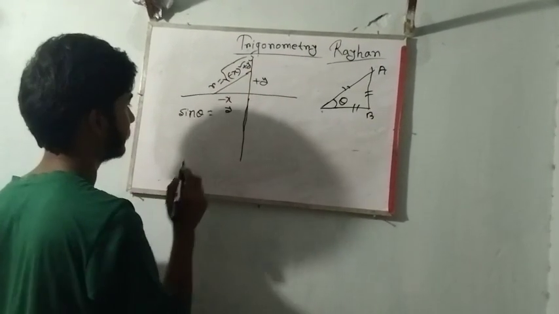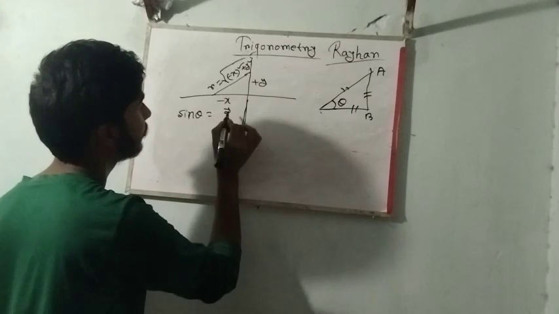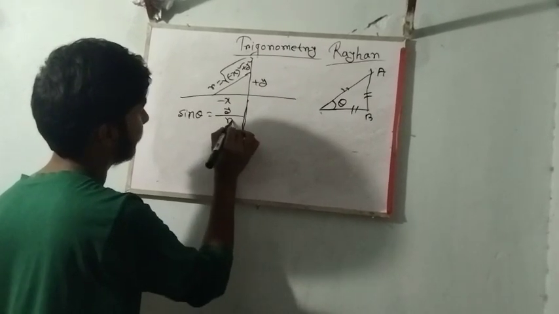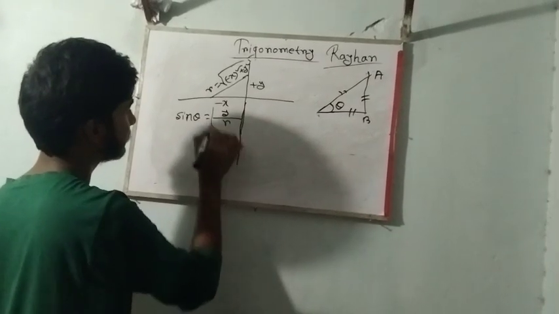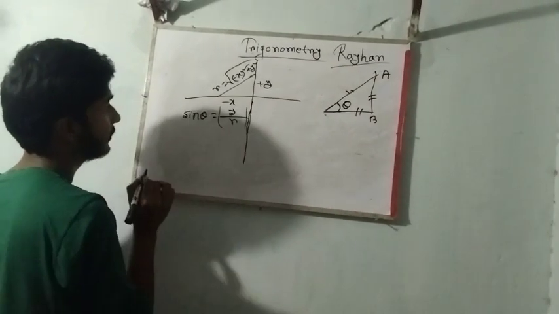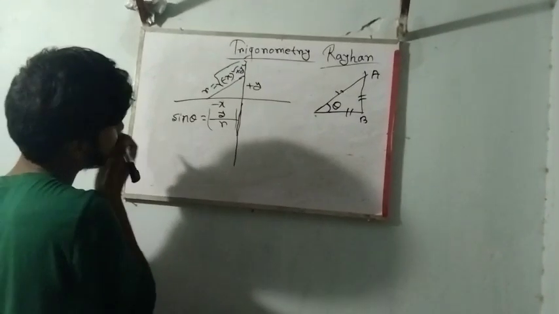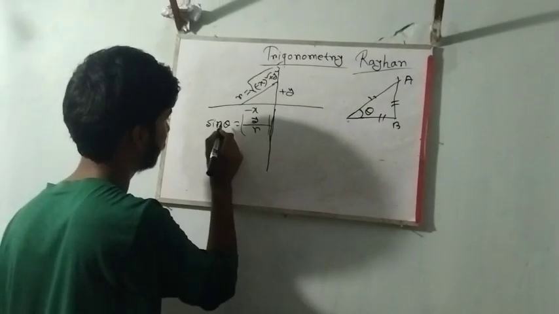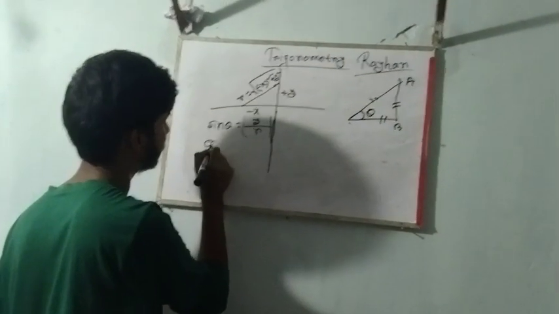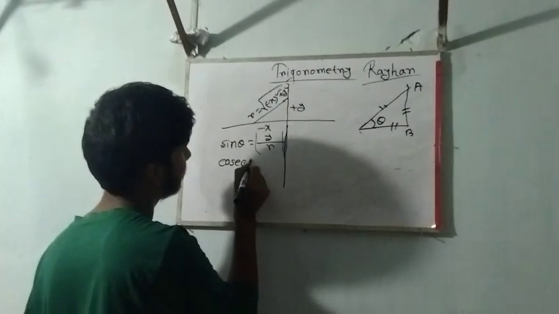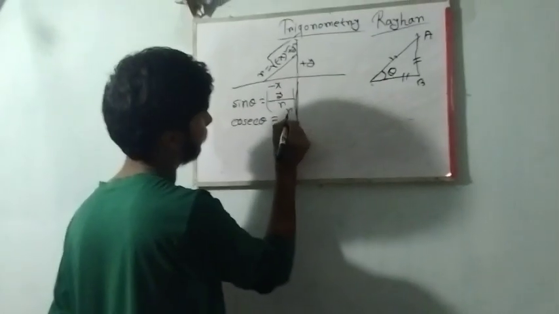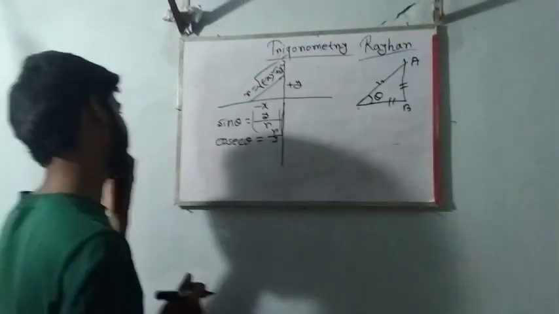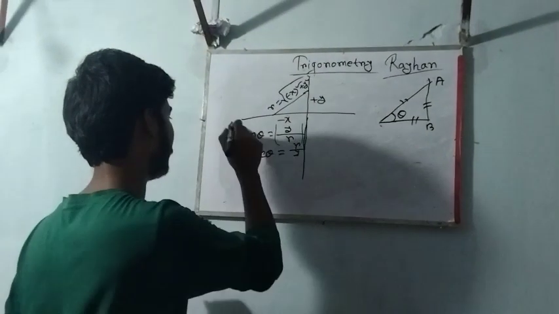R is always positive. So we have to think about y and r. Sin theta is equal to y by r, so sin theta is always positive. And if we think about cosec, cosec is inversely proportional to sin theta. Cosec theta would be r by y. So it doesn't depend on x, so it will always be positive.